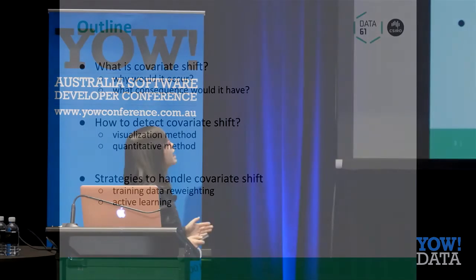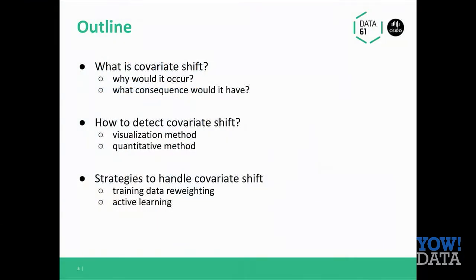This is the outline of today's talk. I would first talk about what is covariate shift, why it would occur, and what consequences it would have. Then I will talk about ways to detect the covariate shift. We have a visualization method and a quantitative method. Lastly, I will talk about 2 strategies to handle covariate shift.